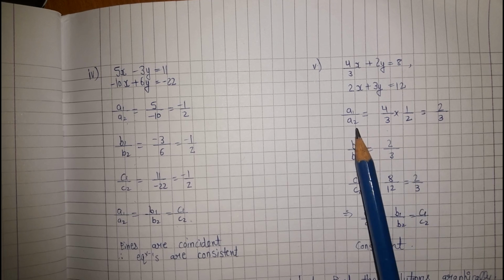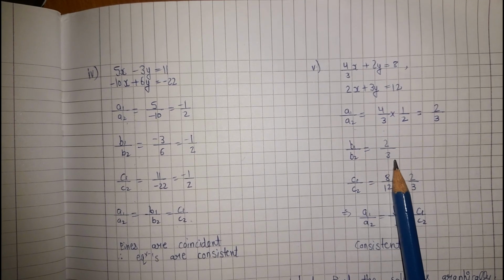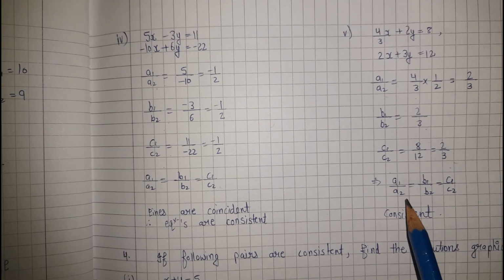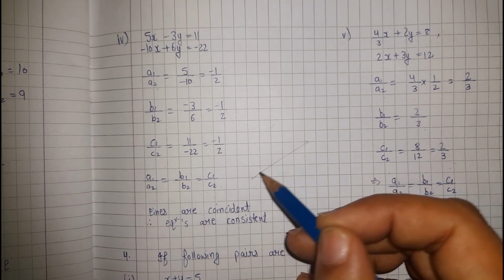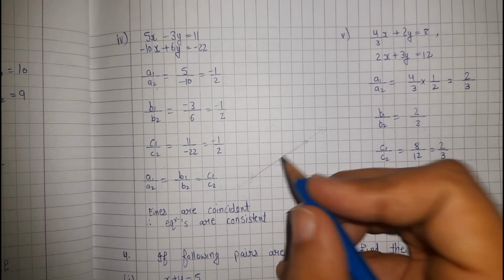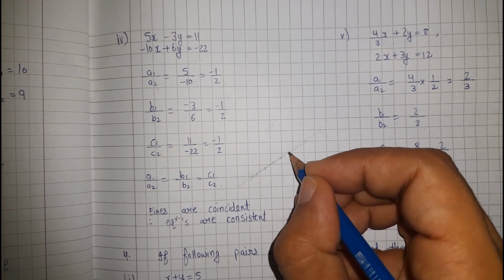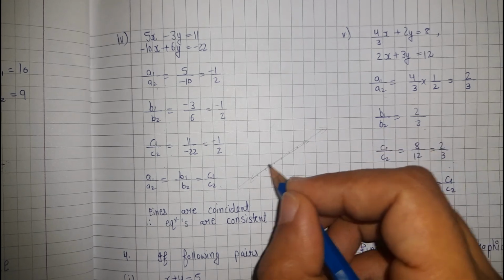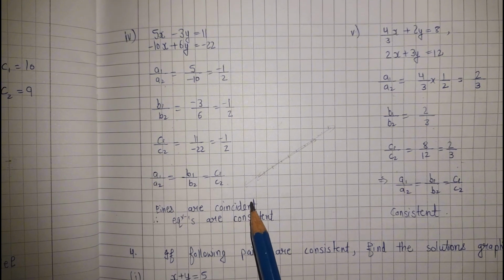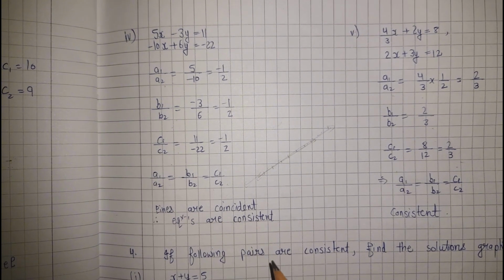In the fifth one also, a1 upon a2 is equal to b1 upon b2 is equal to c1 upon c2, that is 2 upon 3. They are coincident lines, that is, they lie on each other. And when the lines lie on each other, they cut at every point. So each point is a solution. So the lines are coincident, hence the equations are consistent equations.